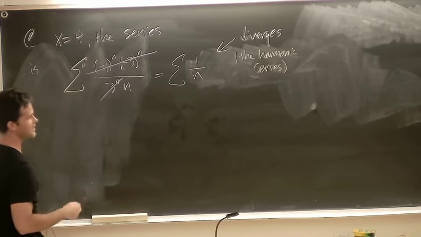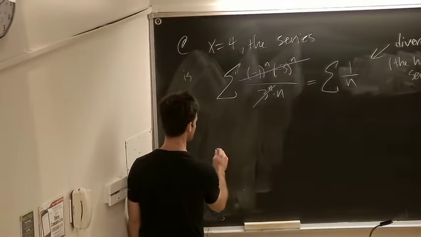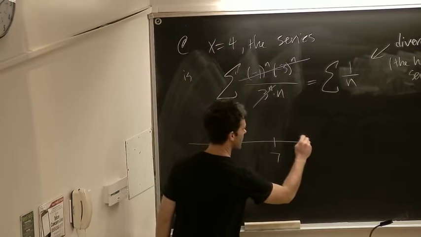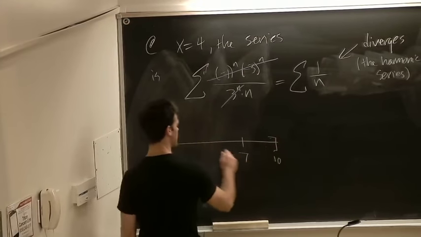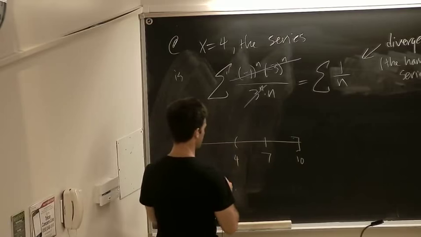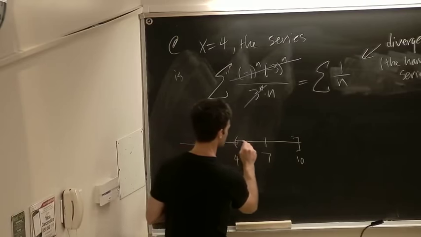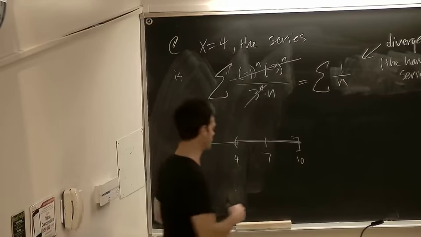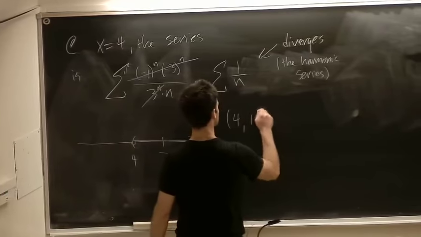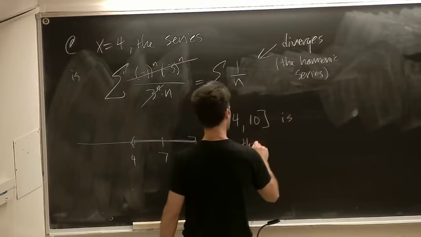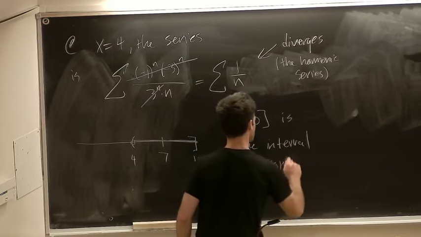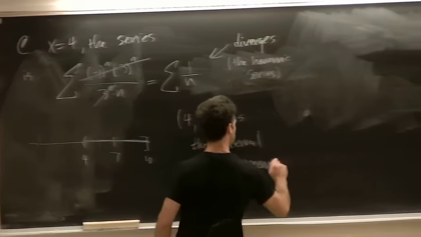Okay, so putting that all together, like if the series was centered at 7, at 10 we decided it converged, at 4 it diverged, so right, that's our interval of convergence, 4, 10. All right.